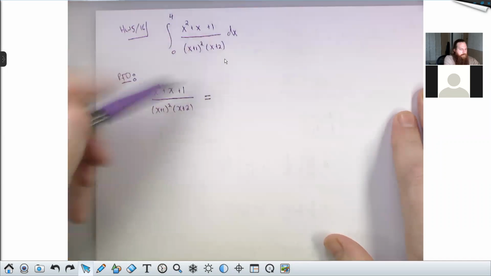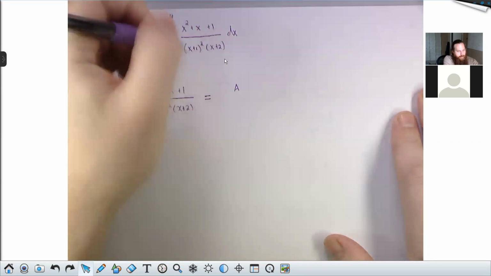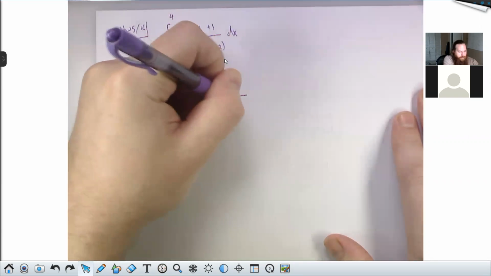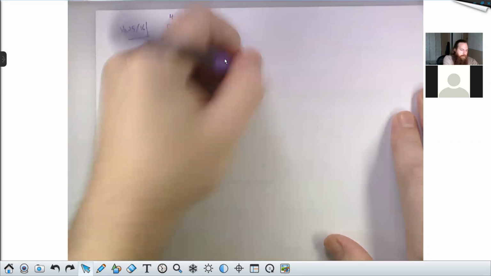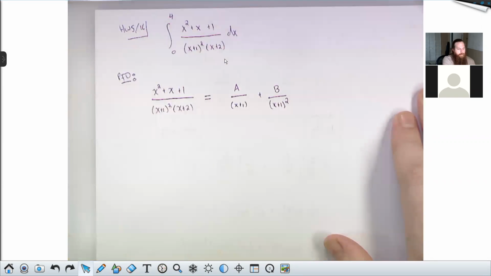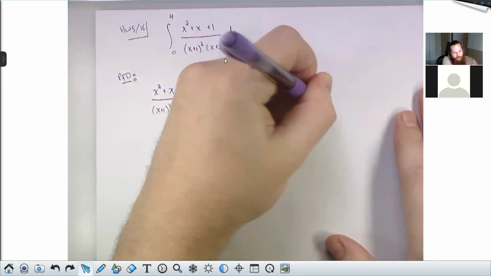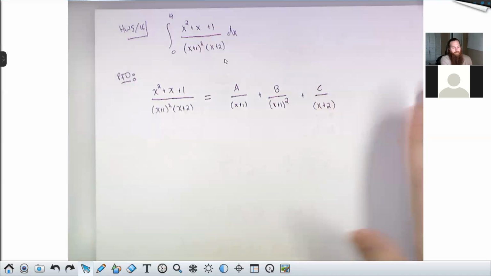And remember, because this is an x plus 1 quantity squared, that's a repeated linear factor. So he's going to get 2 terms in the PFD setup. He'll have something that looks like a over x plus 1, and also something that's like b over x plus 1 squared. And then the x plus 2 term is a simple linear factor, so he'll just get c over x plus 2. You have to remember how to set up the partial fractions. If you don't remember that, then you're dead in the water.